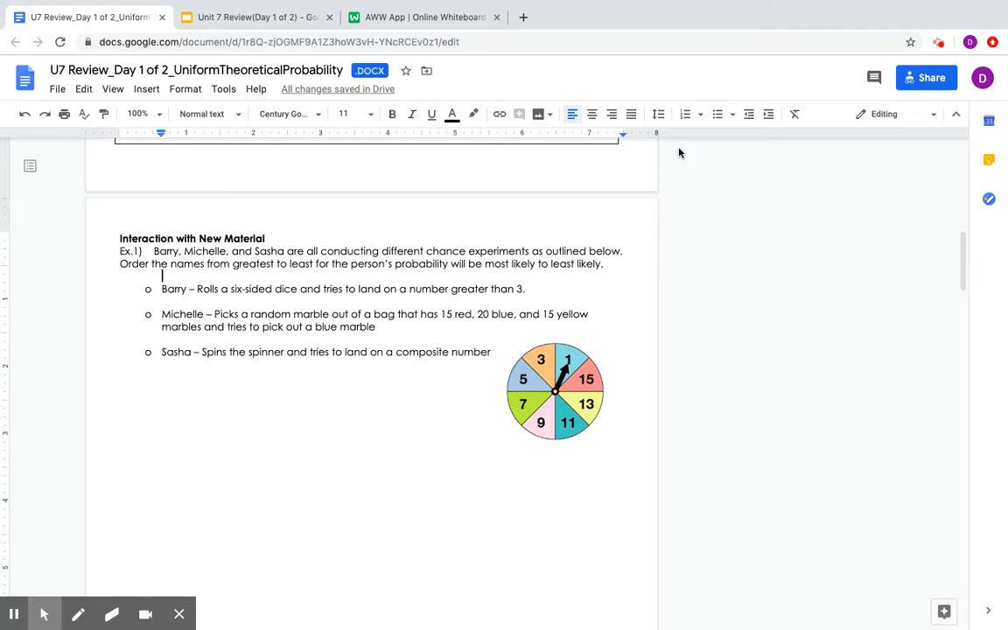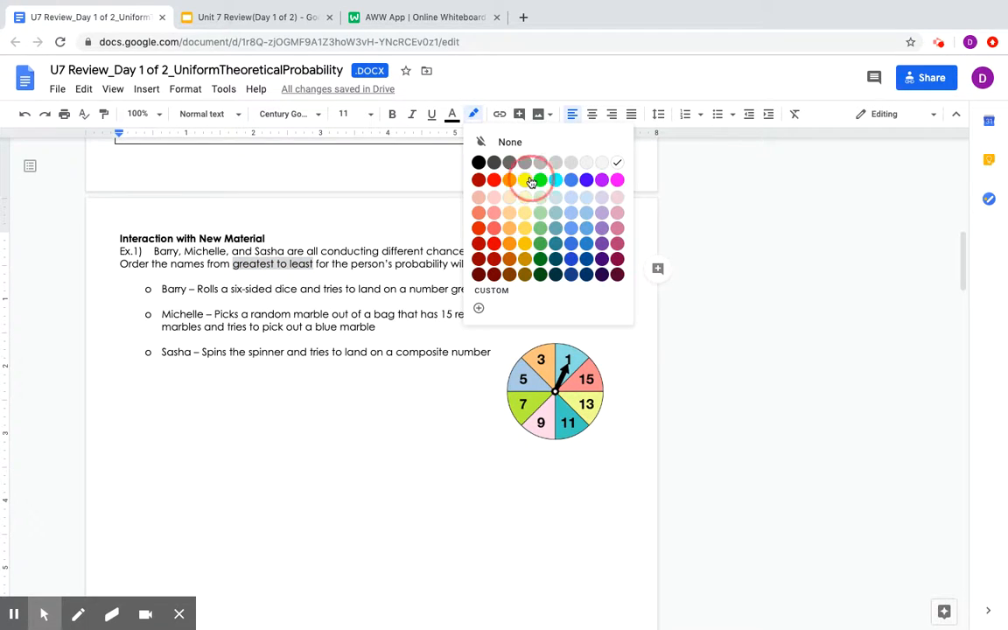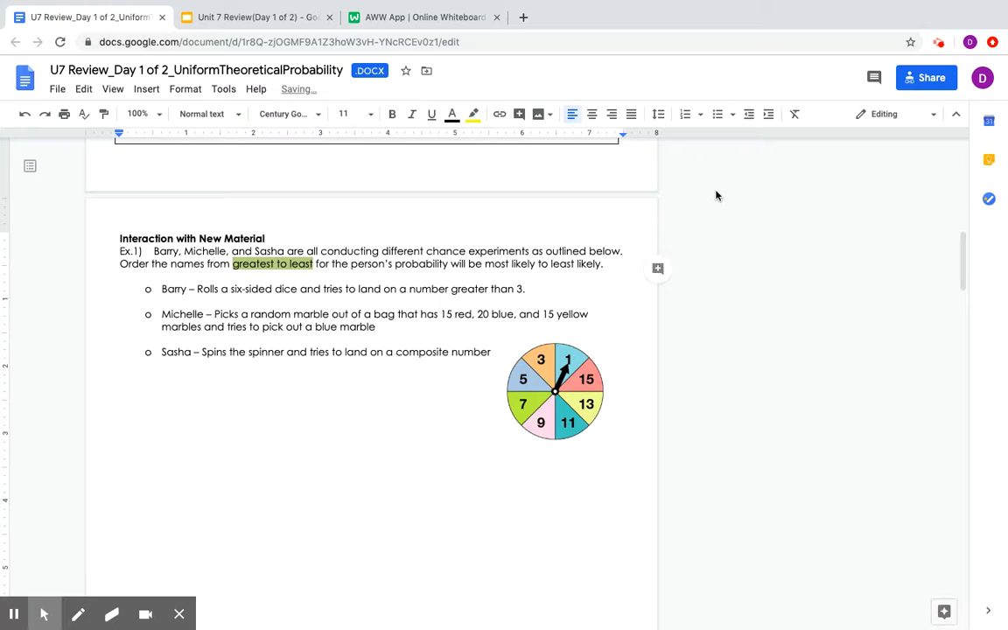Barry, Michelle, and Sasha are all conducting different chance experiments as outlined below. Order the names from greatest to least, from the person whose probability will be most likely to least likely. So definitely some important information right here is the greatest to least, right? So we're gonna calculate these probabilities and make sure at the end we order them from greatest to least. All right, let's take a look at Barry.